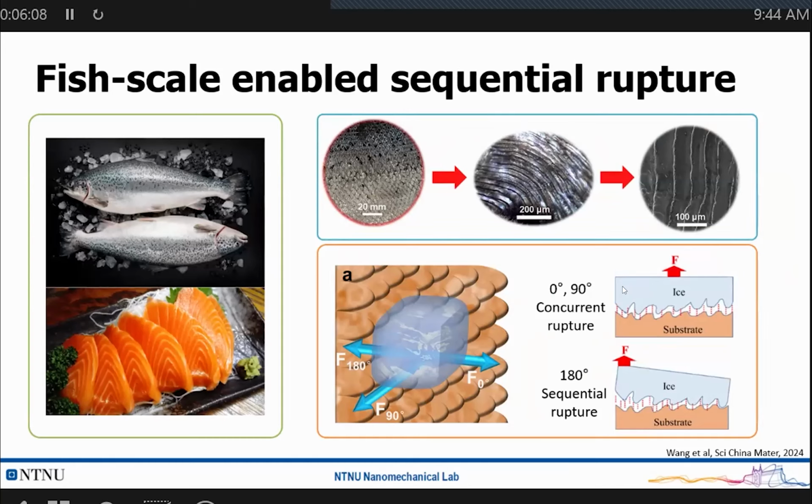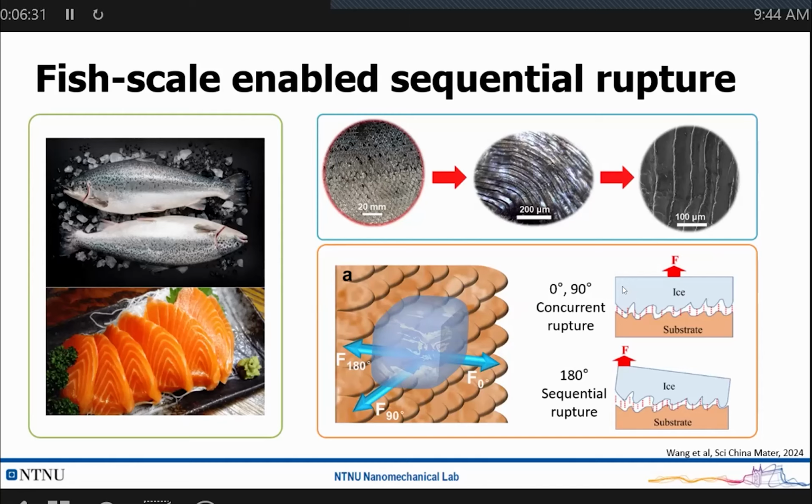So it's possible to get enough samples from even just one salmon. The salmon we bought is around maybe 10 kilograms, and then we carefully peel all the skin out. And the concept is that, think about this fish scale, they grow directionally.